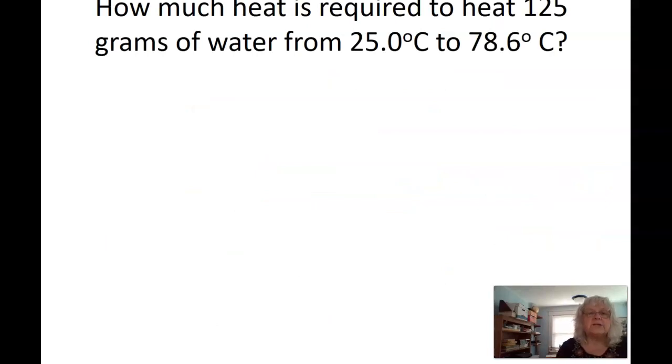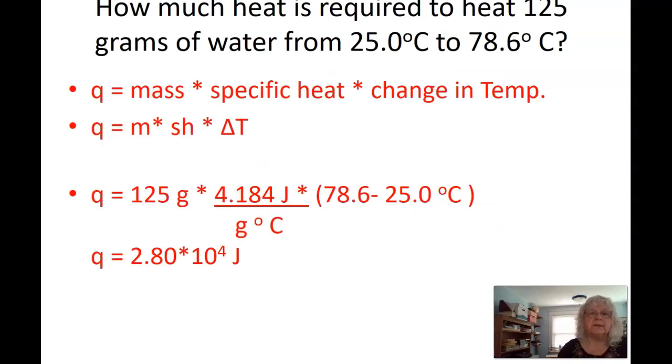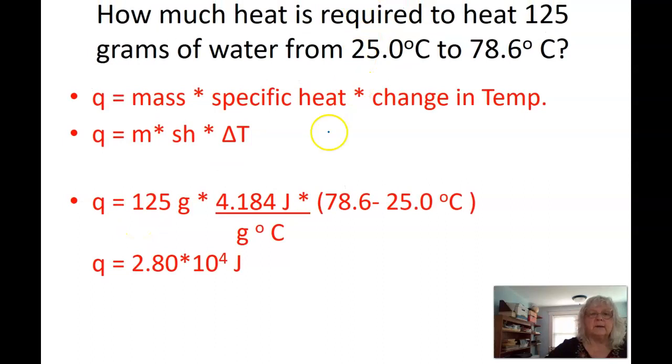This is a simple equation. It's asking how much heat is required to heat 125 grams of water from 25 degrees to 78.6 degrees. I start with my equation, and I plug in my variables by reading through my problem. 125 grams of water would be my mass. My specific heat, I looked up on that little table, and then my change in temperature, always final minus initial. And I get 2.8 times 10 to the 4th joules.